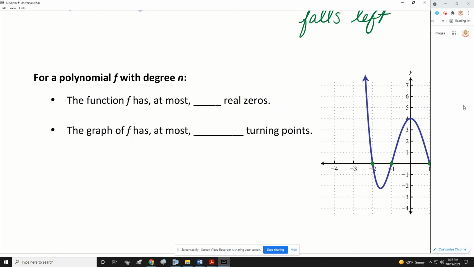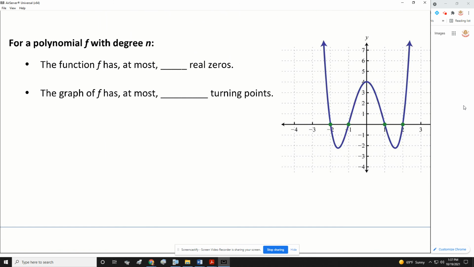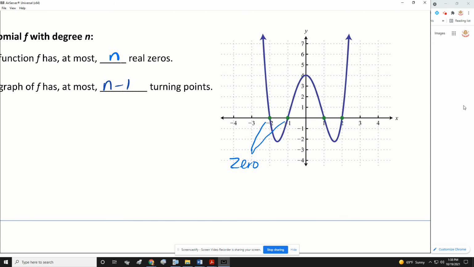And we're just going to go through a bunch of terminology. A polynomial function with degree n, so whatever degree you want it to be, has at most n real zeros. So the most real zeros it could have matches the degree. And the graph has at most n minus 1 turning points, so there's one less possible turning point than the degree. On the graph, the zeros are going to be the x-intercepts, and the relative maxima and relative minima are going to be the turning points.